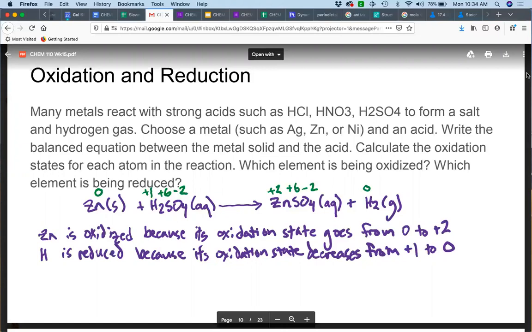Remember, +2 is the charge. So if zinc is getting a positive charge, that's because it's losing electrons. So zinc is what gets oxidized because it's going from 0 to +2, which means then that hydrogen, if it's going from +1 to 0, is reduced, because in this case, it's gaining electrons. So if its oxidation state is decreasing from +1 to 0, that means that it has gained electrons.